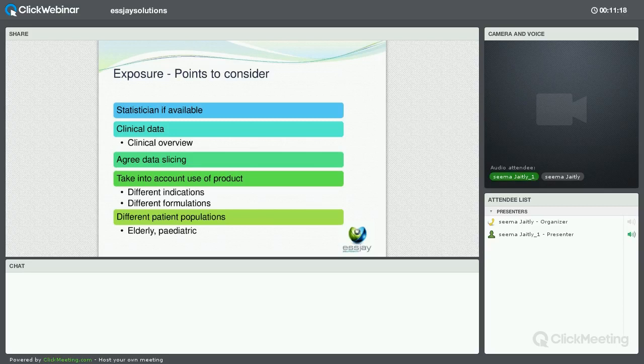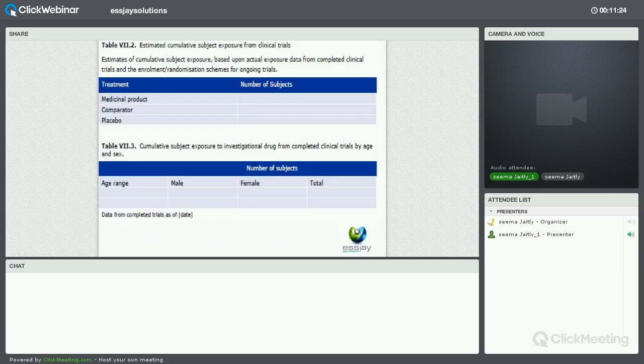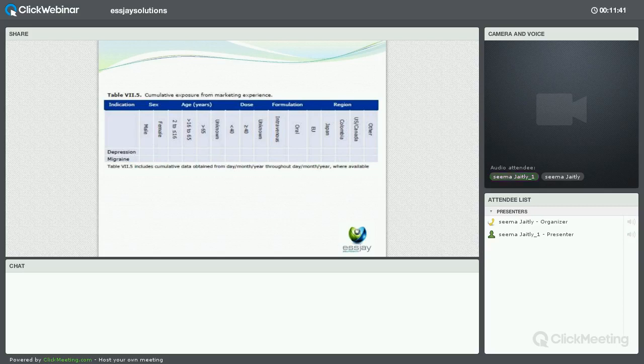It can be quite difficult if you have older products to actually get that stratification. I mean, if we look, this is just an example of the tables to give you an idea that this is the kind of exposure that is expected. This is an example from clinical studies, and you can see it's divided up into your medicinal product, comparator, placebo, and then your demographics below. And this one is your marketing experience, and you can see it's divided up by indication and then any other stratification depending on what you have available. I think where your indications are quite different, you should aim to get that level of detail.